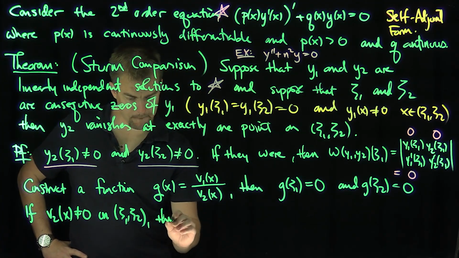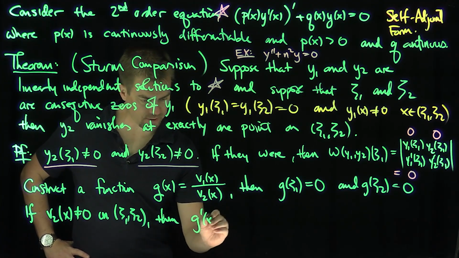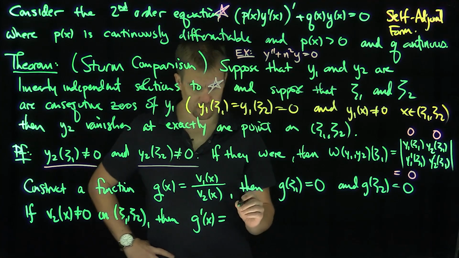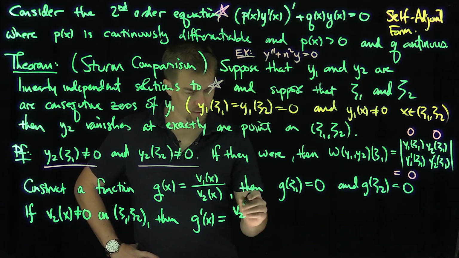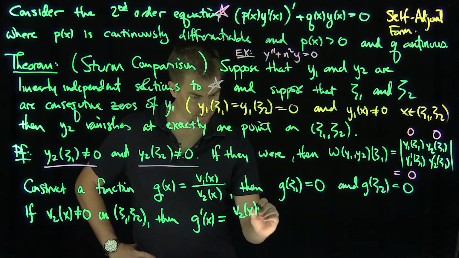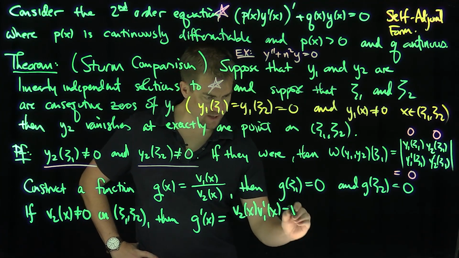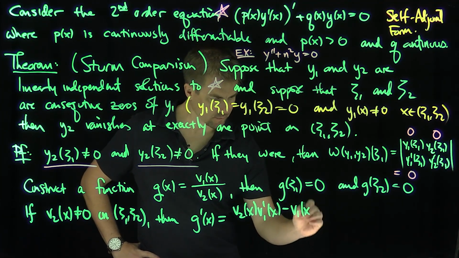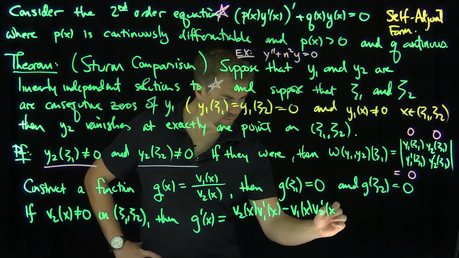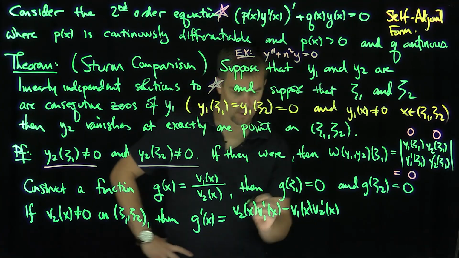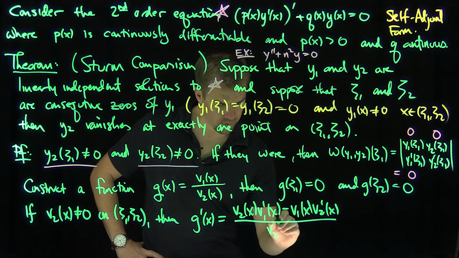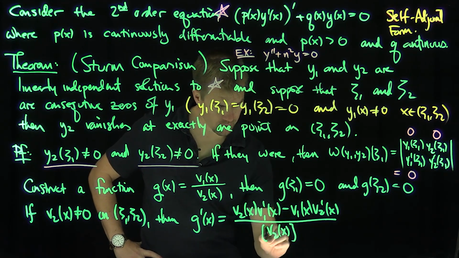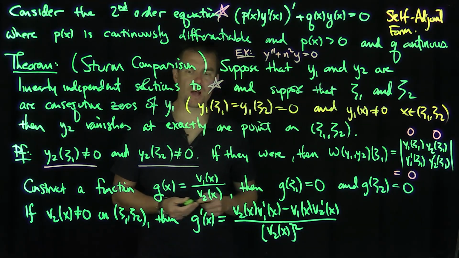Then g prime of x is going to be bottom times derivative of the top, v2 of x, v1 prime of x, minus the top times the derivative of the bottom. All divided by v2 of x quantity squared. Like so. Excellent. And so now what's the idea?